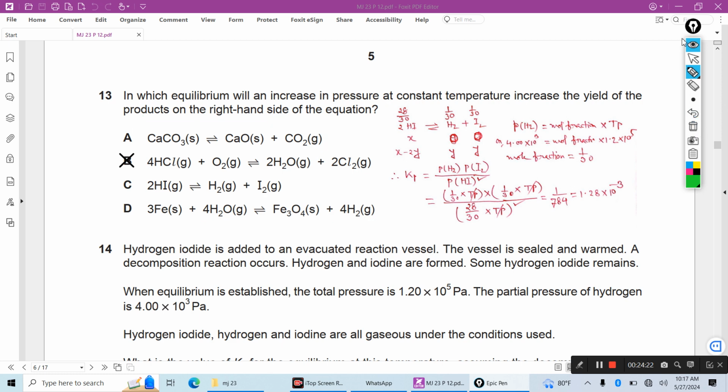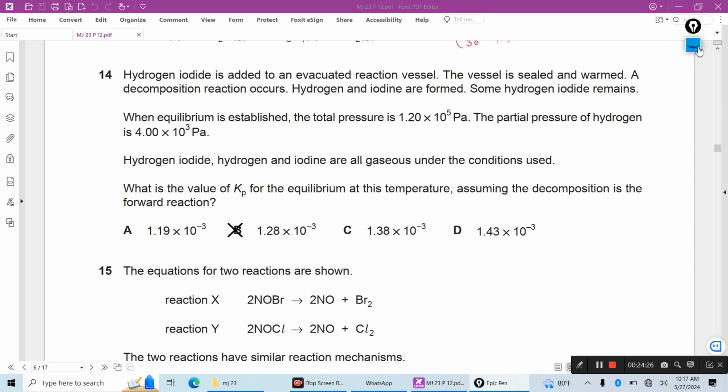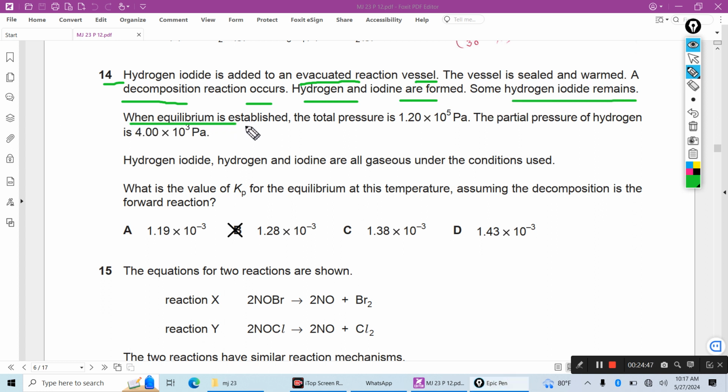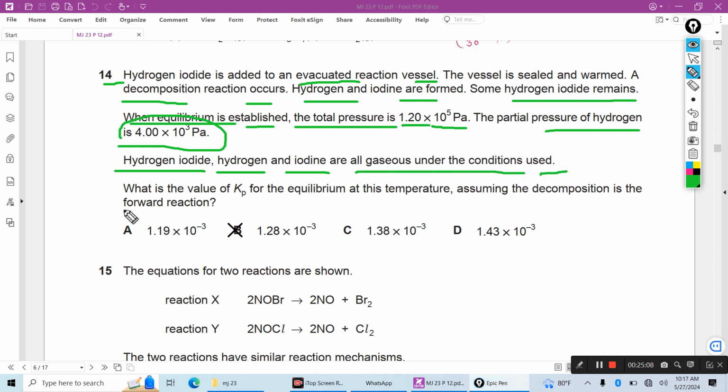Now 14. Hydrogen iodide is added to an evacuated reaction vessel. The vessel is sealed and warmed. A decomposition reaction occurs. Hydrogen and iodine are formed. Some hydrogen iodide remains. When equilibrium is established, the total pressure is 1.2 times 10 to the power 5 Pascal. The partial pressure of hydrogen is given as 4 times 10 to the power 3 Pascal. Hydrogen iodide, hydrogen and iodine are all gases under the conditions used. What is the value of Kp for the equilibrium at this temperature?